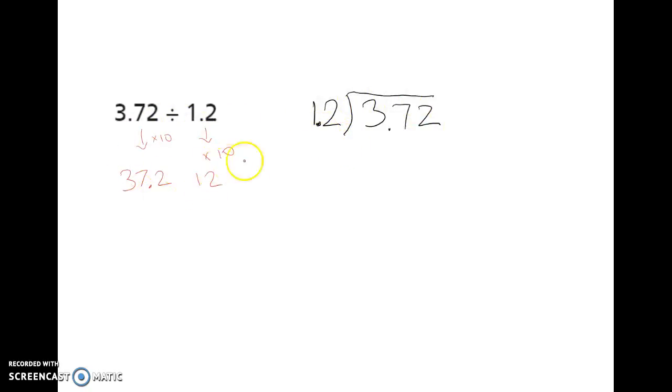Now when I do this in the long division algorithm, it looks a lot easier. I'm going to move this decimal place to here. Since I moved this over one place, I'm going to move this over one place and put it here. Now I'm doing 12 into 37 instead of 1 into 3.